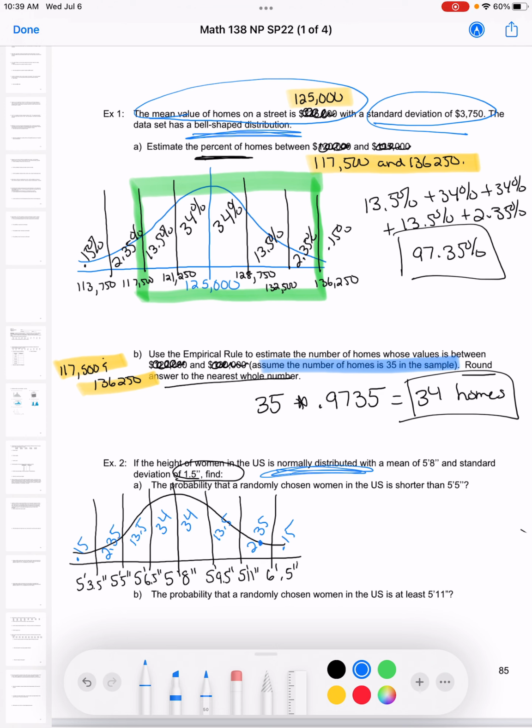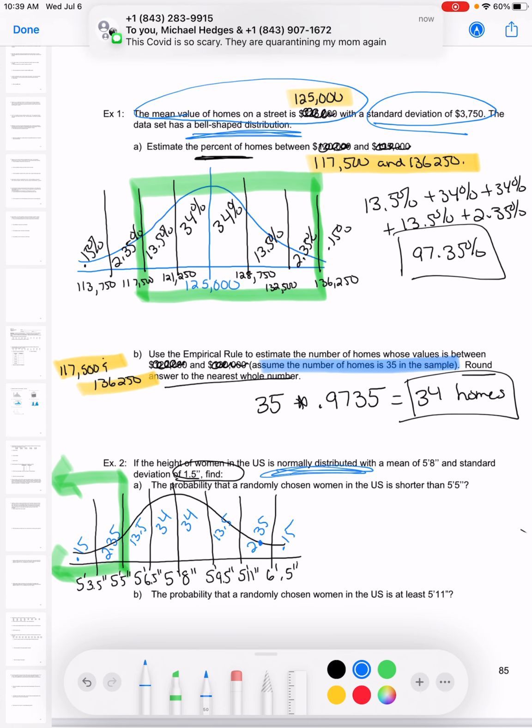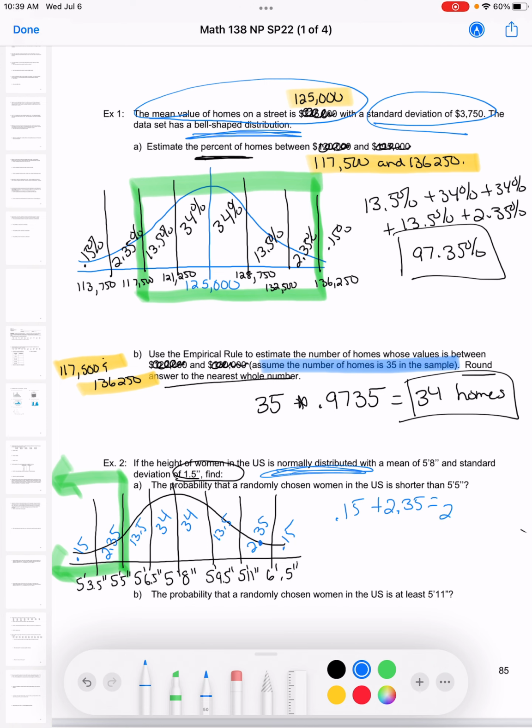And then our percents are going to be the same every single time. Those don't change. So we want to know the people that were shorter than 5 feet 5 inches. So there's 5 feet 5 inches. Shorter is going to be below that. So I'm going to add all those together. So 0.15 plus 2.35 is going to give me 2.5%. And it just said what? This one said probability. Probability can be written as a percent. So we're just going to leave it as 2.5%.